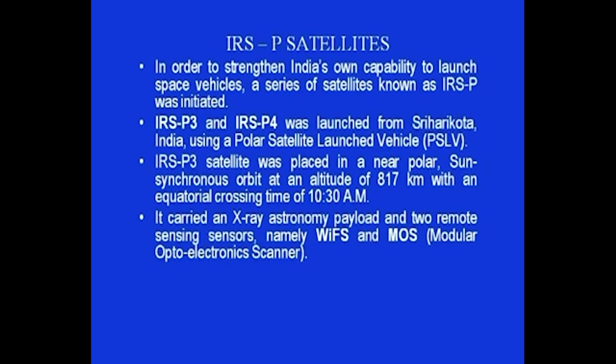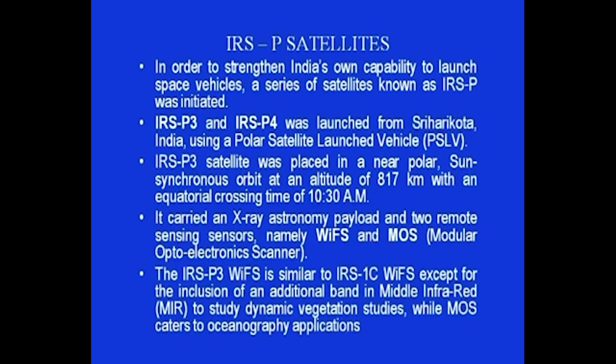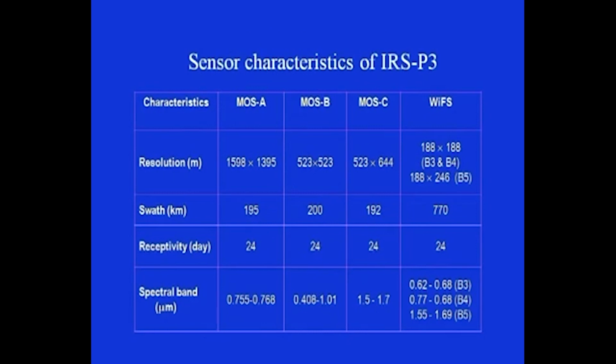It carried an X-ray astronomy payload and two remote sensing sensors, namely WIFS and MOS, that is Modular Optoelectronic Scanner. The IRS P3 WIFS is similar to IRS 1C WIFS except for the inclusion of an additional band in the middle infrared to study dynamic vegetation, while MOS caters to oceanographic applications. Well, this particular table shows the sensor specifications for IRS P3 for both the sensors MOS and WIFS.